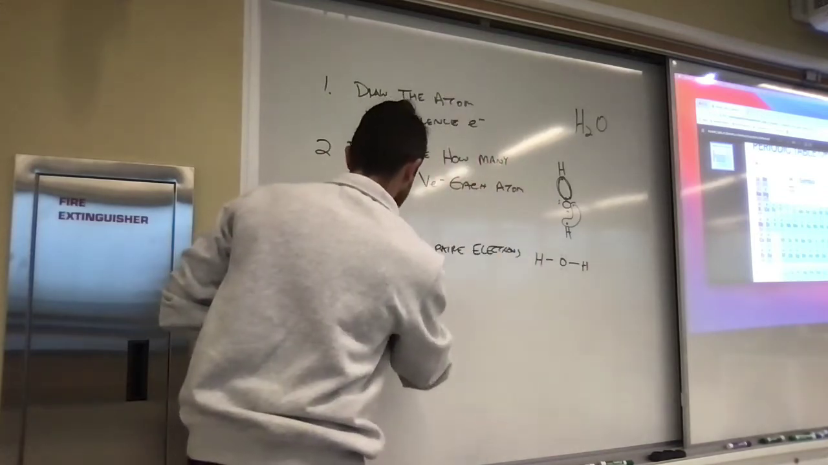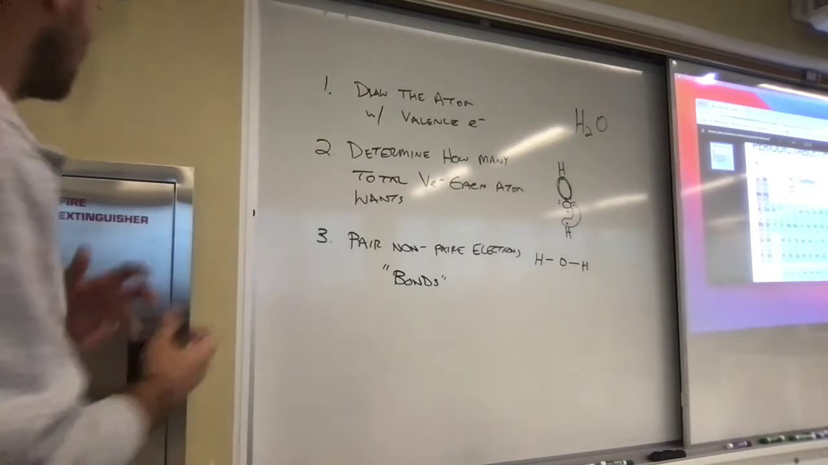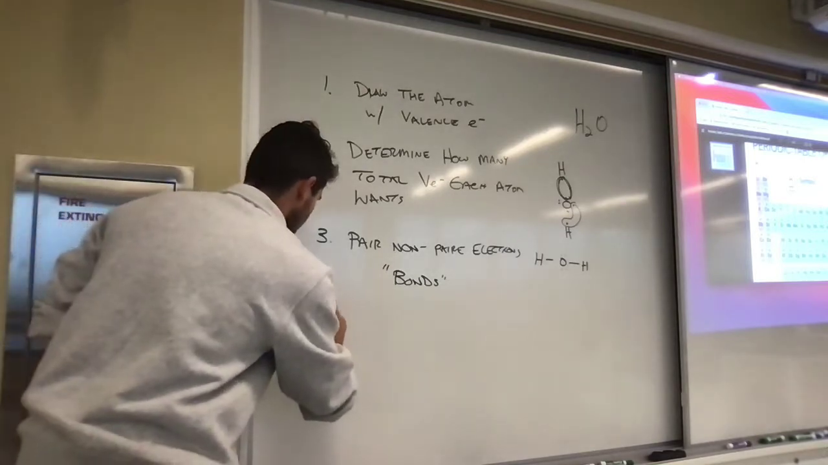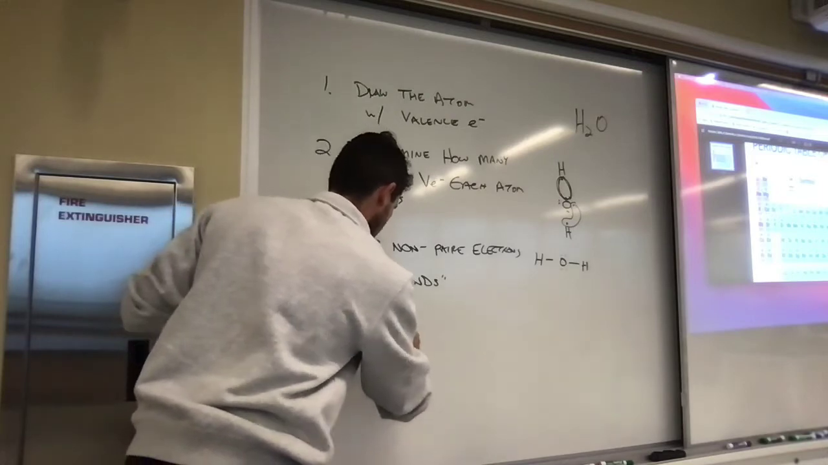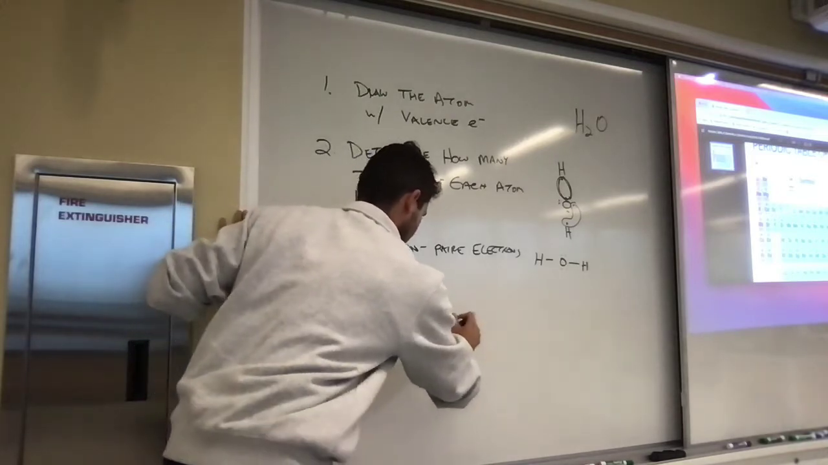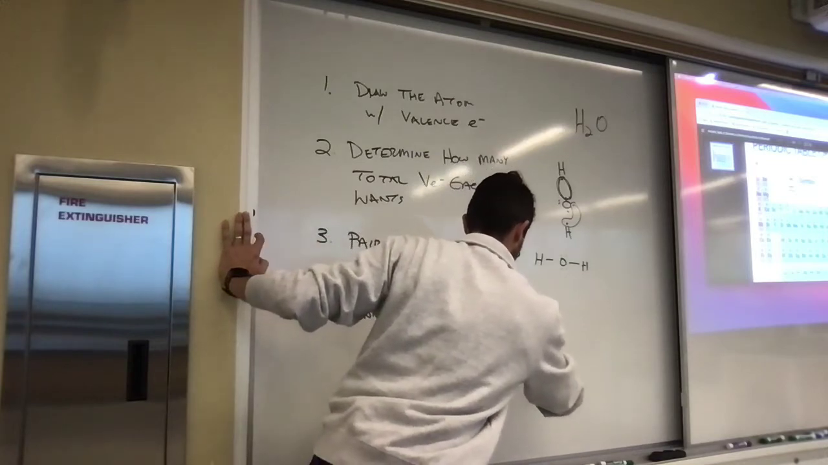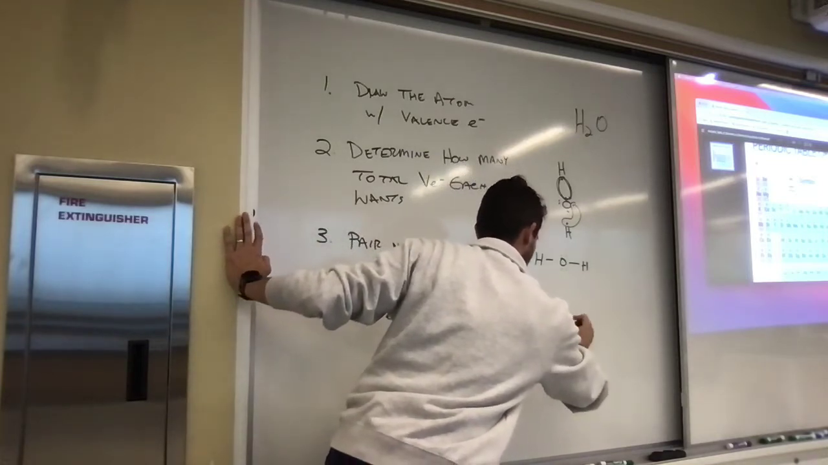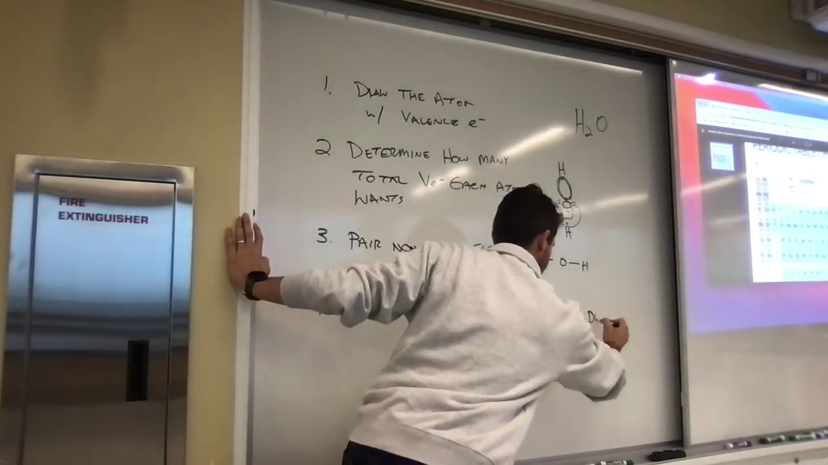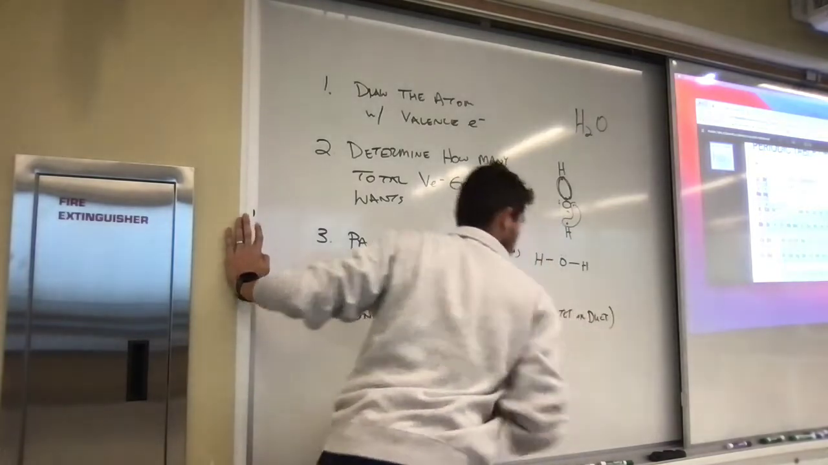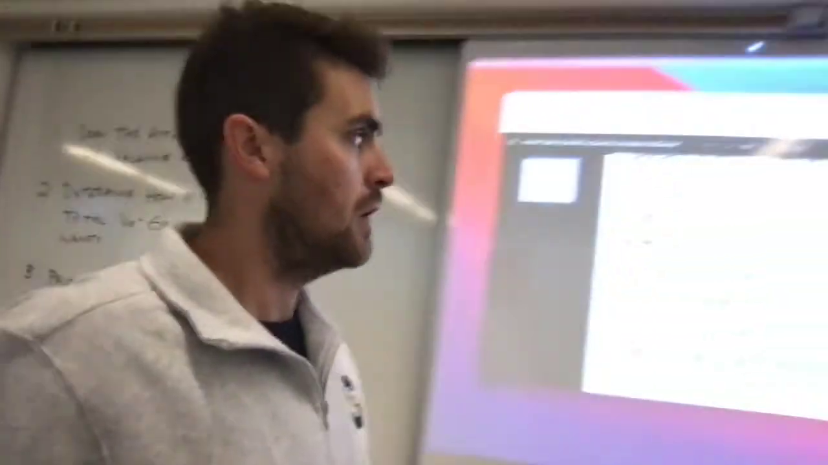These are known as bonds. Okay? And then my last step, my check step, would be to count electrons to double check. I'm going to call it octet or duet. Okay? So that's one. That's our first example. Let's try these steps again with two different molecules.